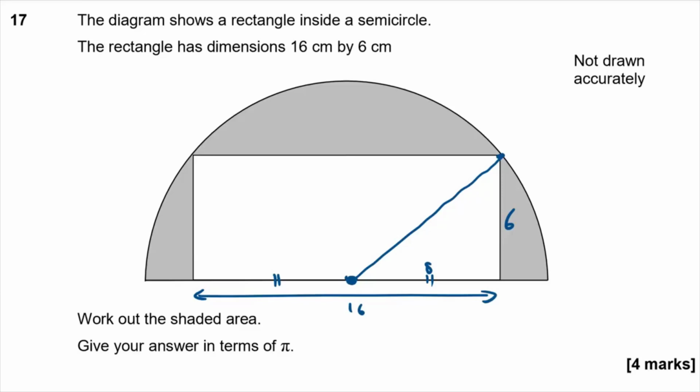I've got 8 and 6 here, and you should recognize that really. This is a Pythagorean triple. We've got our classic 3, 4, 5 Pythagorean triple. Now this one is double that, it's 6, 8, so it's going to be 10. So the radius of this circle is 10 centimeters. Now that we know the radius, it's fairly straightforward to work out the rest.